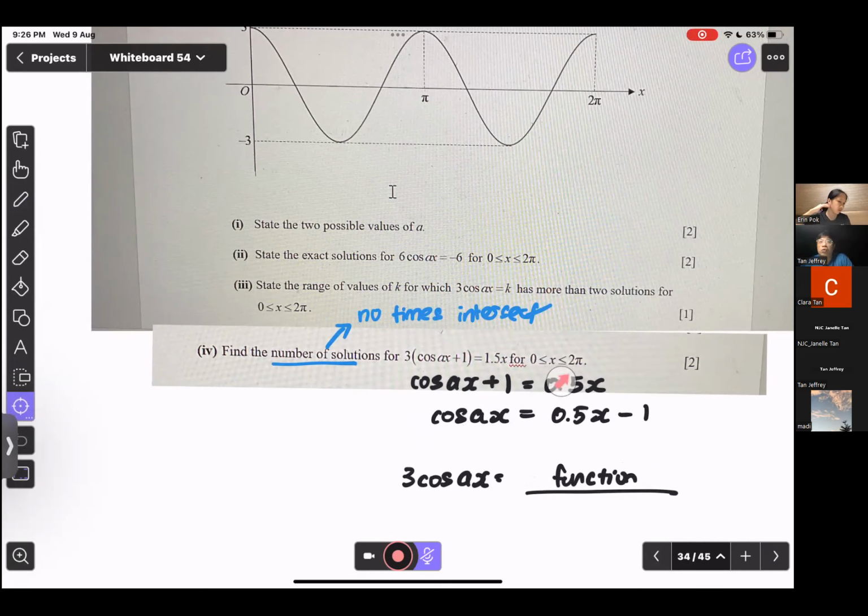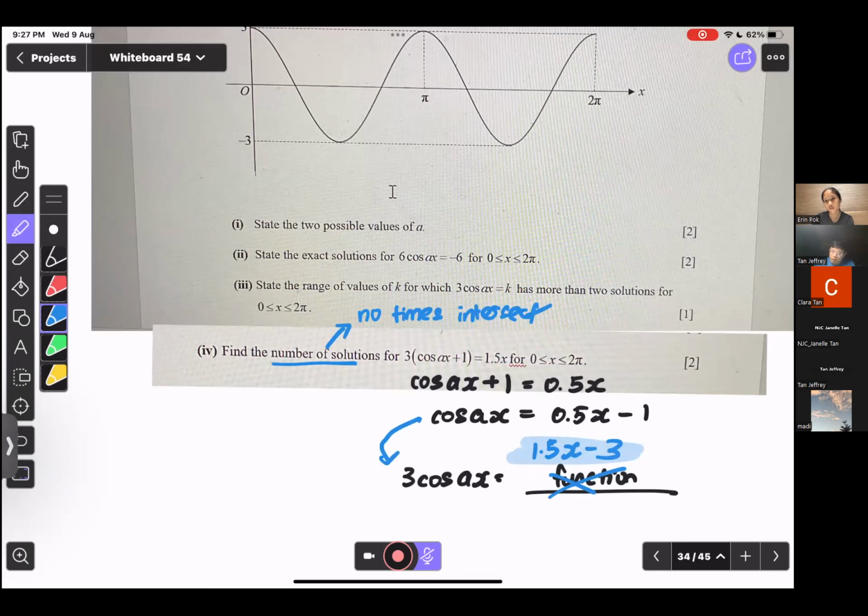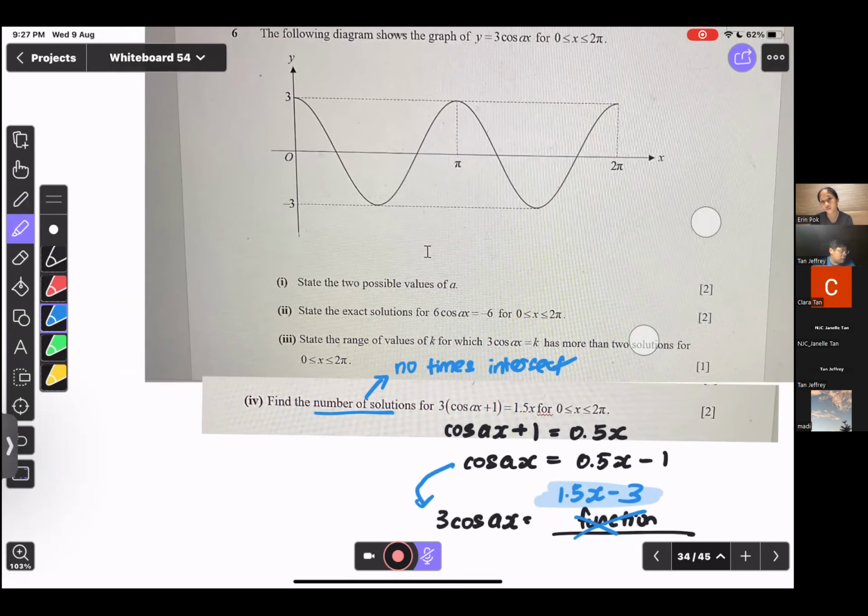So for the equation, you work backwards until my original graph appears. But you see, I'm not there yet. So what I need to do is multiply by 3. So this is the same as 1.5x minus 3. This is the graph you draw. So I go to my graph, then I draw 1.5x minus 3.